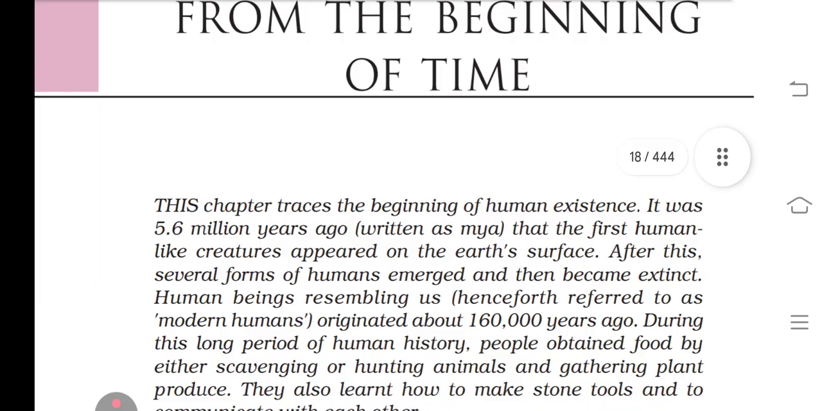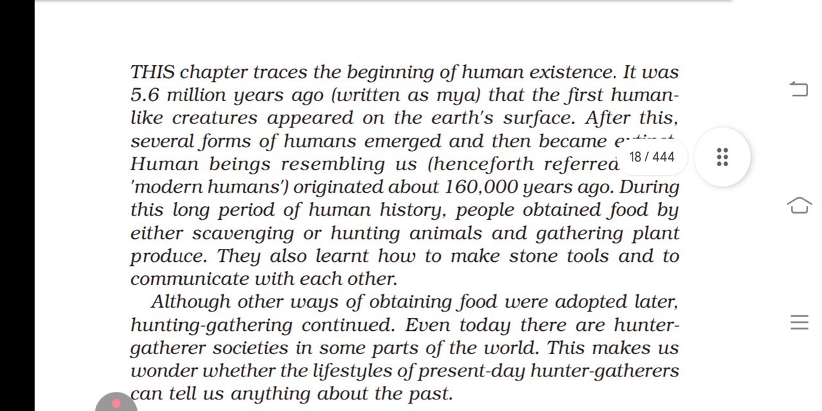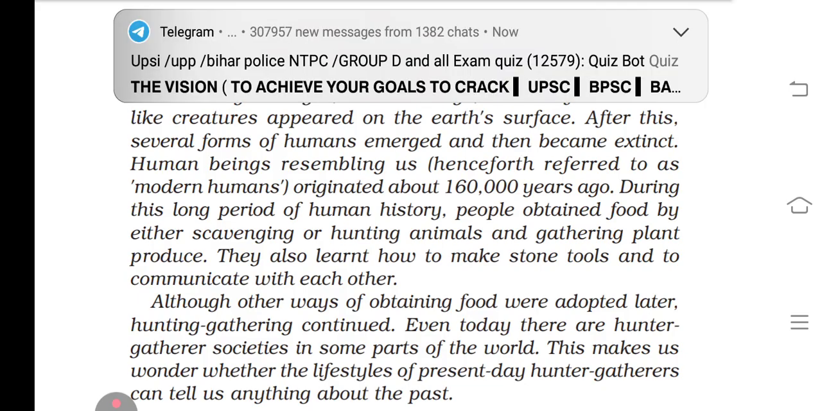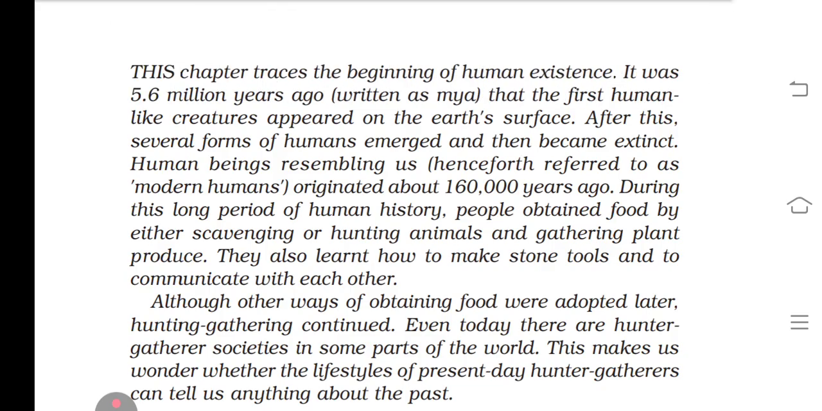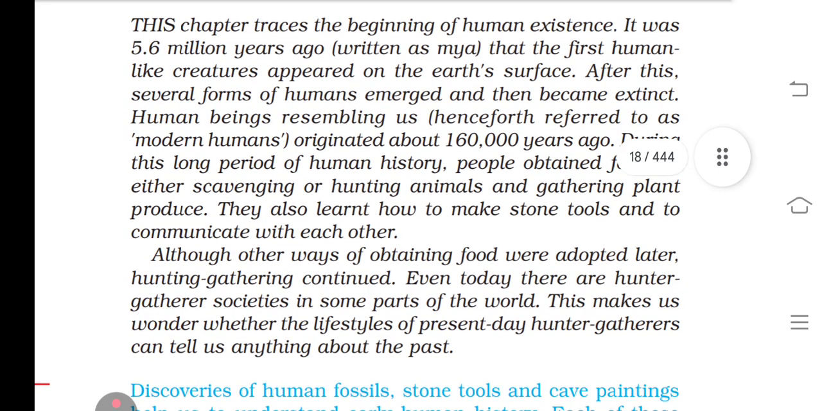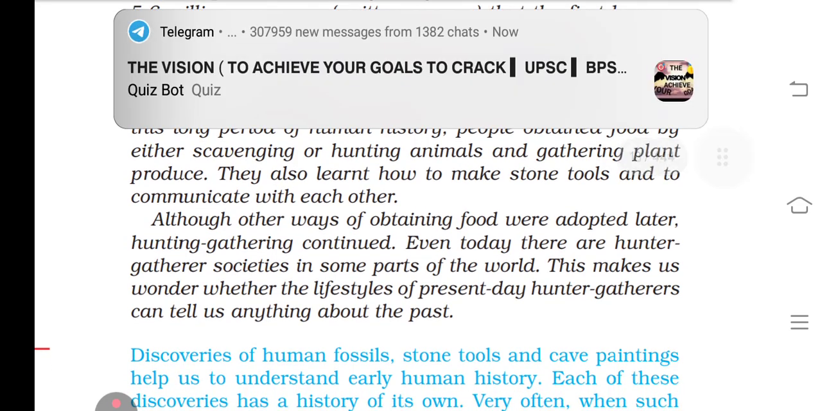Chapter one: From the beginning of time. This chapter traces the beginnings of human existence. It was 5.6 million years ago, written as mya, that the first human-like creatures made their appearance on the earth's surface.